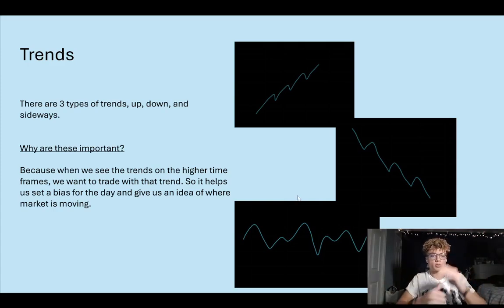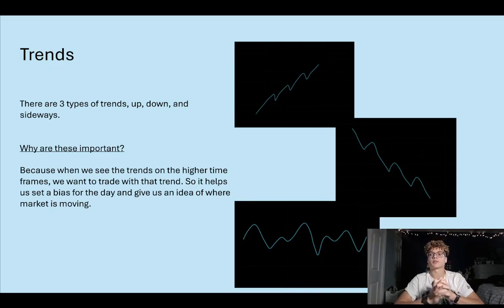It's important to know because, especially on the higher time frames, when we have an uptrend, we want to look for a long position. When we're in a downtrend, we want to look for a short position. And with consolidation areas, it's kind of hard to see these on the hourly. It doesn't necessarily happen a lot, especially during London session and New York session. There's not typically a lot of consolidation on the higher time frames.